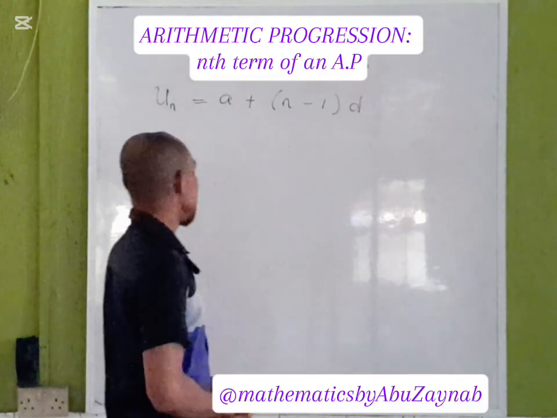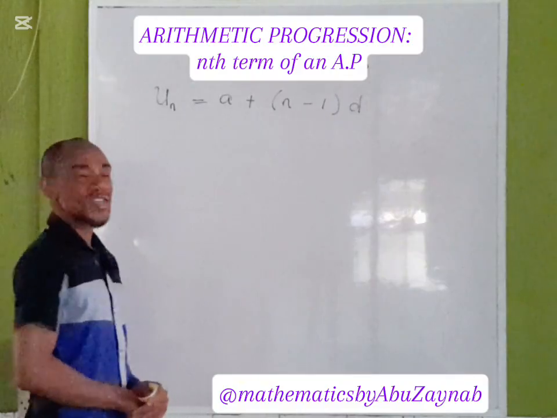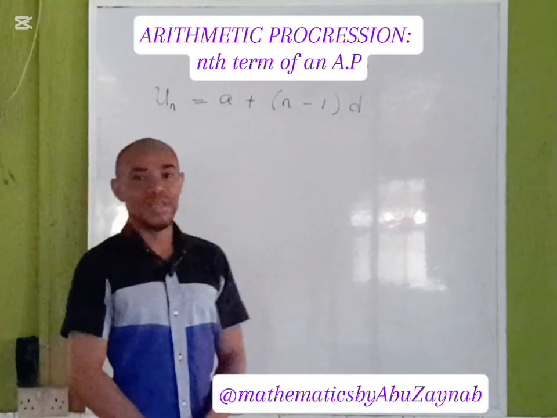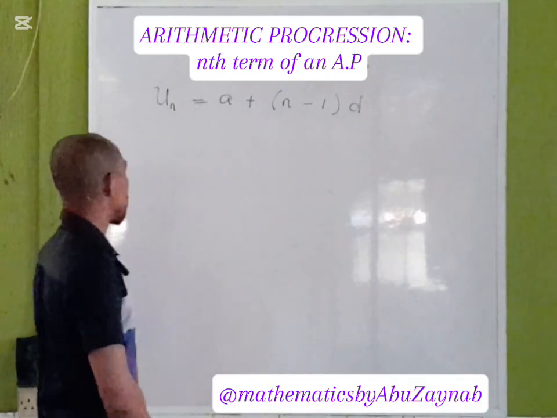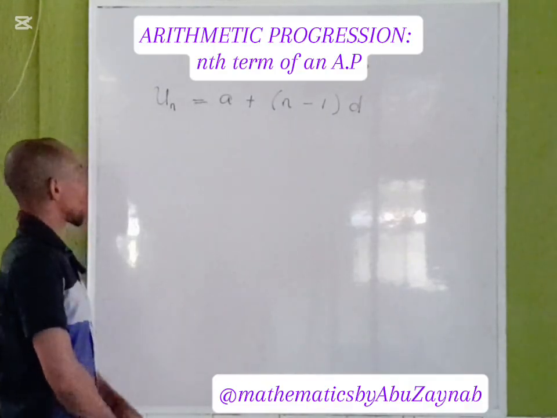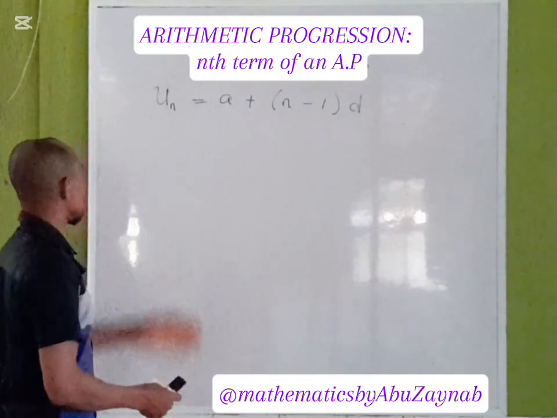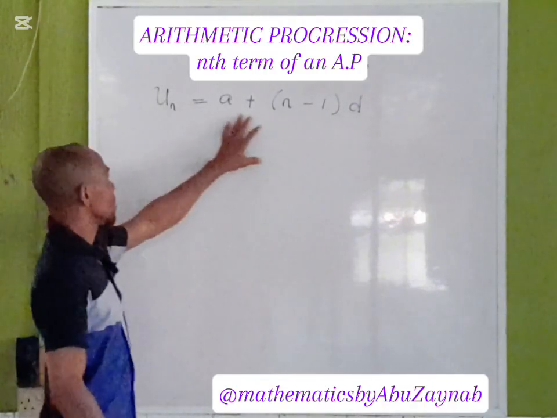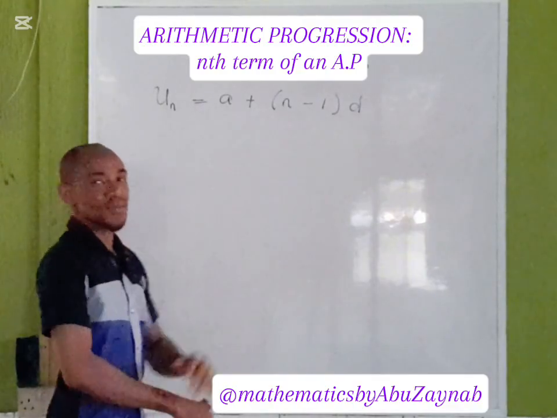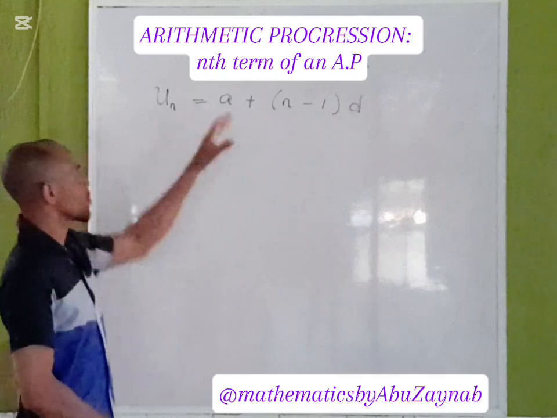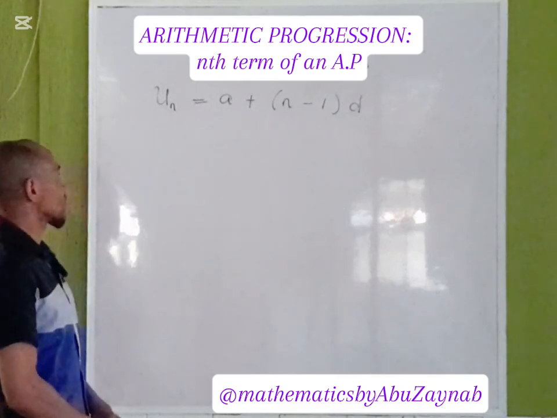So what is the AP? To start with, we need to understand the concept of the nth term of an AP. As we have on the board, we have this formula for deriving the nth term of an AP. It's given as Un equals a plus (n minus 1)d. With illustrations, I'm going to explain what each of these parameters in this equation stands for.